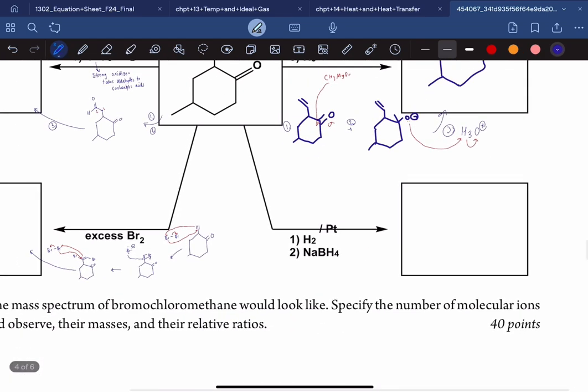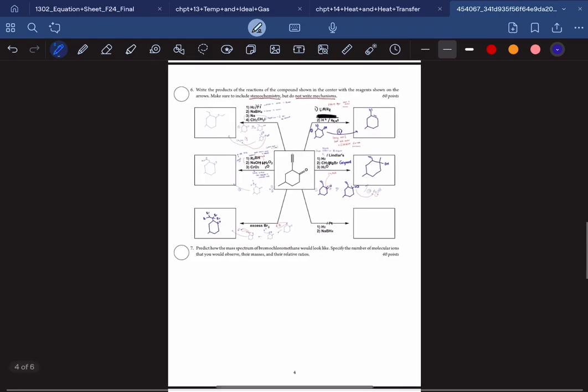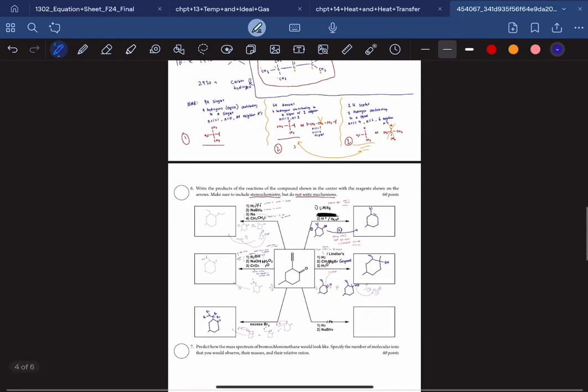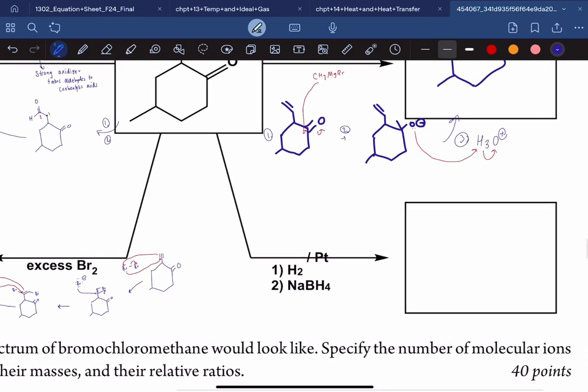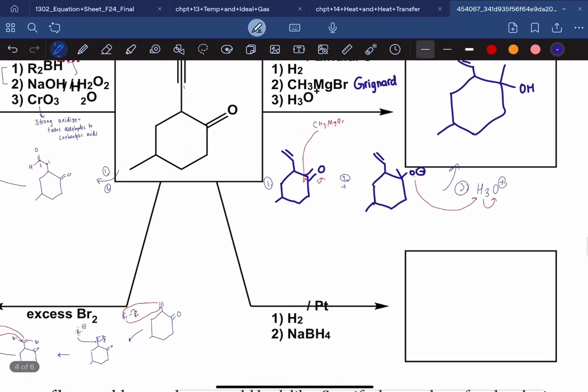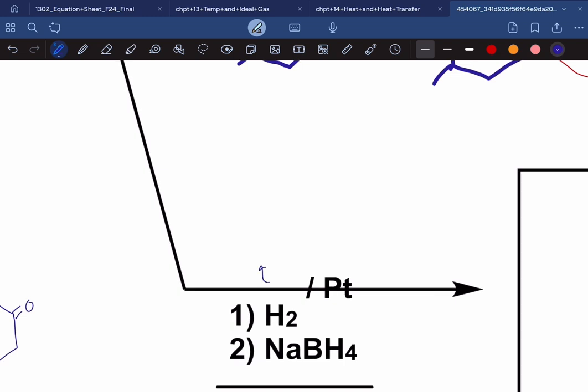And then the last box we have, so the last box we have on the reactions page is H2/Pt, and then NaBH4. So what you need to know about H2/Pt is this does not stop at the alkene.